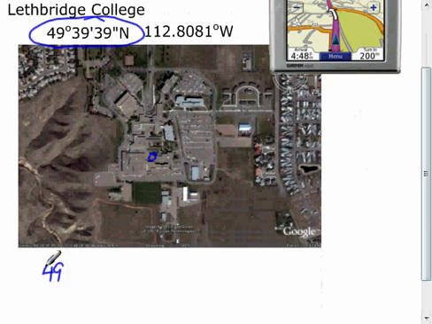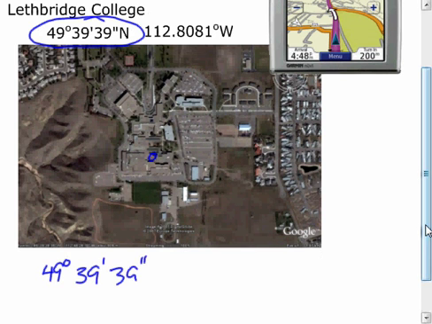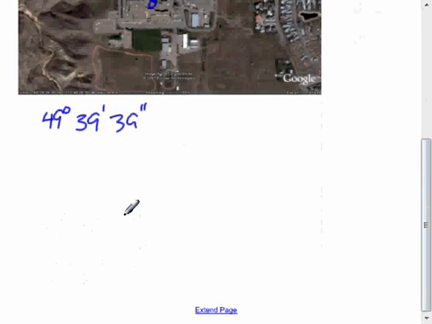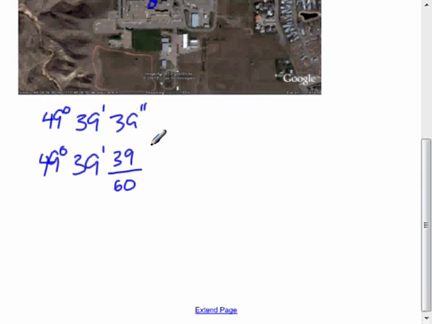What I want to do is quickly show you how you can convert from one to the other. So for example, if I have 49 degrees, 39 minutes, and 39 seconds, and I want to convert that to decimal degrees, I start way over on the right-hand side. Instead of 39 seconds, that's 39/60ths of a minute. I figure out what 39 divided by 60 is on my calculator, about 0.65, and I tack that onto the minutes. So it'll be 39.65 minutes.